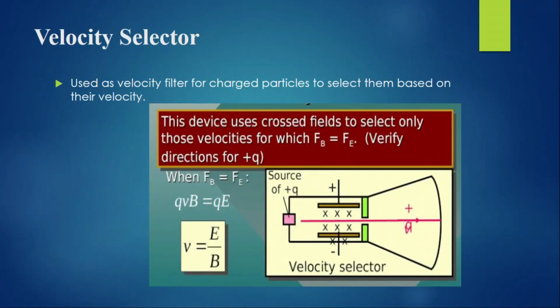Velocity selector. It's used as a velocity filter for charged particles to select them based on their velocity. This device uses crossed fields to select only those velocities for which Fb equals Fe. When Fb equals Fe, as mentioned before, qvB equals qE. From this we can conclude that v equals E divided by B.